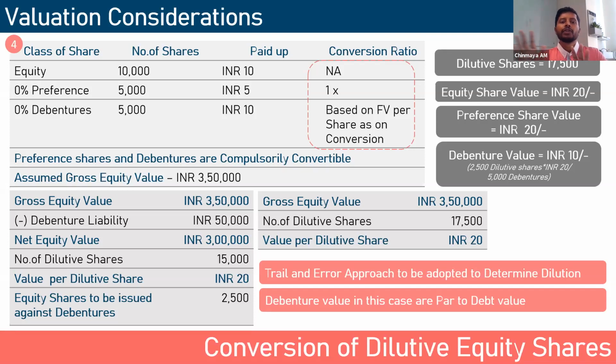So we have tried to solve this in a slightly simpler way and get the answer, and at the same time not compromise any of the technical requirements of valuation norms. So I'll just go step by step on the left side now, then I'll come to the final numbers on the right side. So assume gross value of the equity is 3.5 lakhs. Debenture liability 50,000.